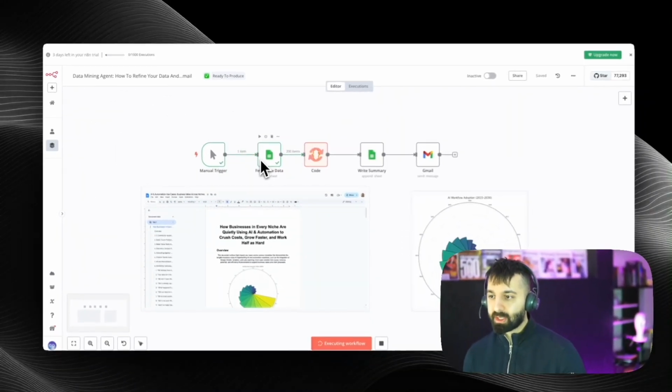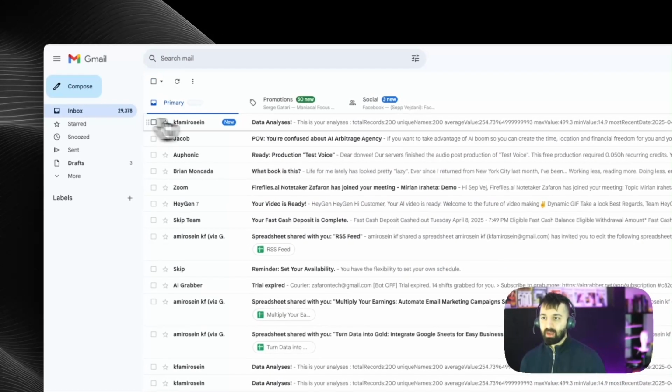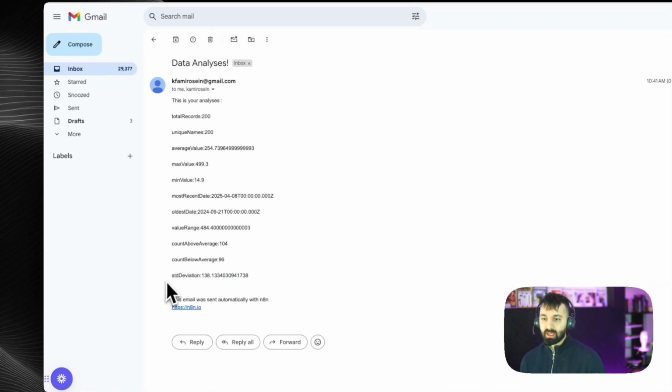So it's going to run through that data. And as it's running through that data on the Google Sheet, it most likely is going to give us an email. And as we're seeing it, it gave us an email of the analysis based on what we have.